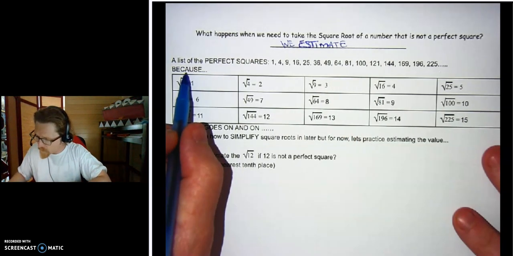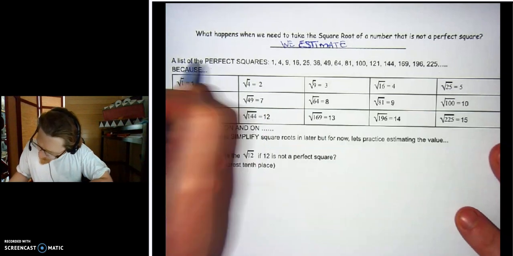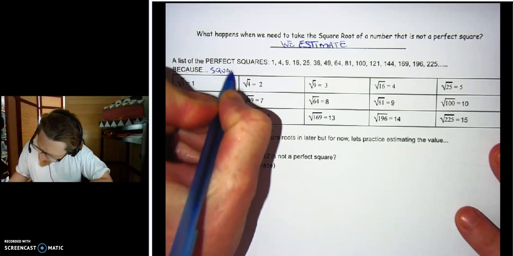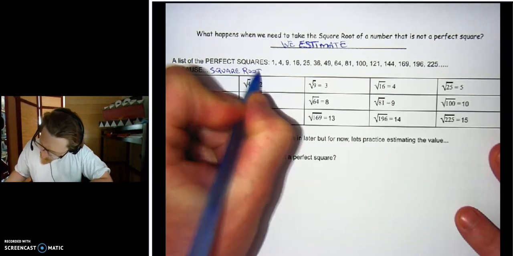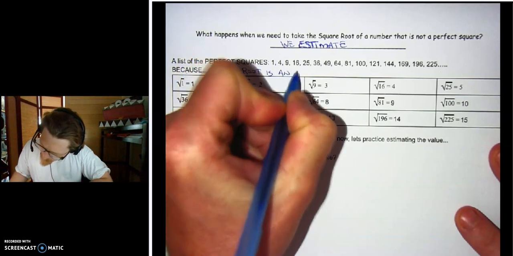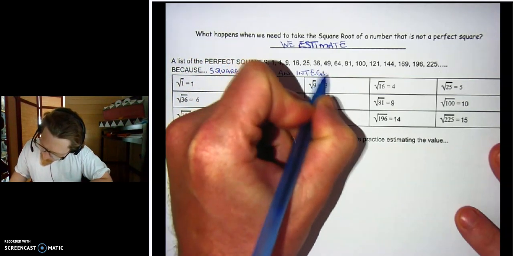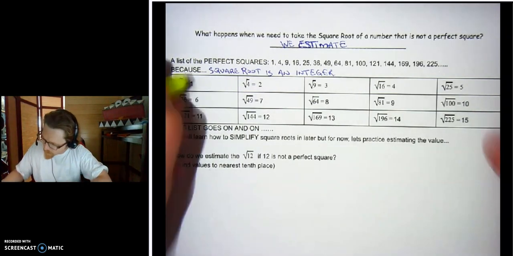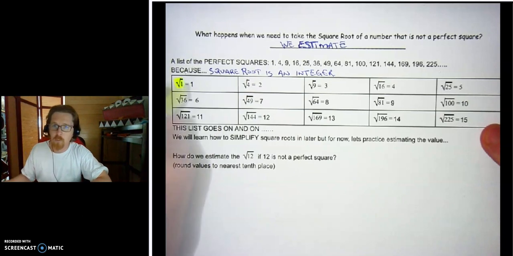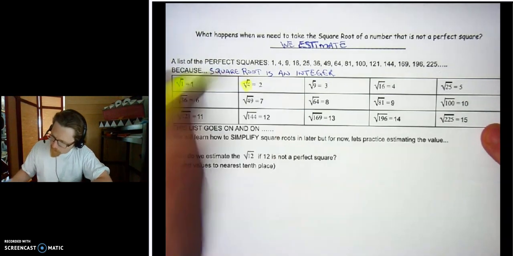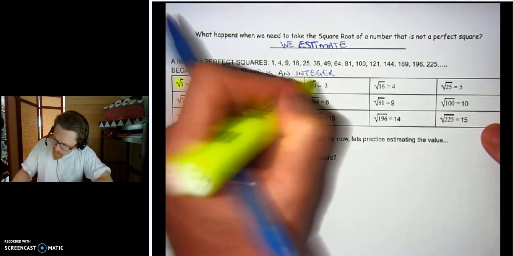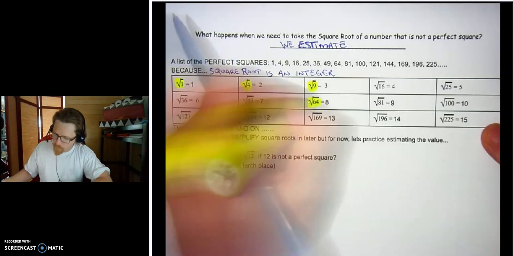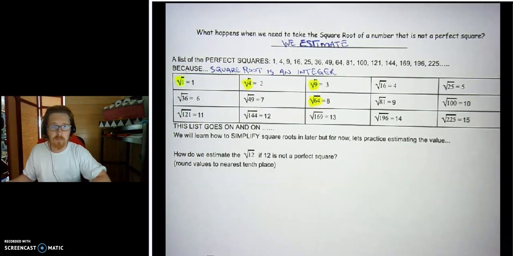Now, we call them perfect squares because when we take the square root, we get an integer, and an integer is a whole number. So again, take a look at those perfect squares. 1 is a perfect square because the square root of 1 is 1. 4 is a perfect square because the square root of 4 is 2. 9 is a perfect square because the square root of 9 is 3. 64 is a perfect square because the square root of 64 is 8.